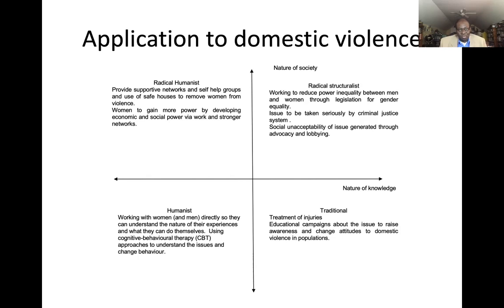So it's one of those situations wherein it's extremely important. The radical humanist approach is, if a woman is experiencing domestic violence, try to remove her from that environment to a safe house, and also create conditions wherein they can gain meaningful employment. There is always something special about somebody who is able to take care of themselves.